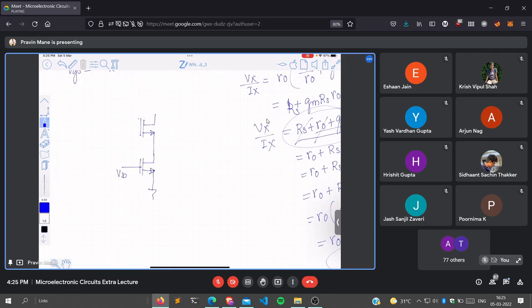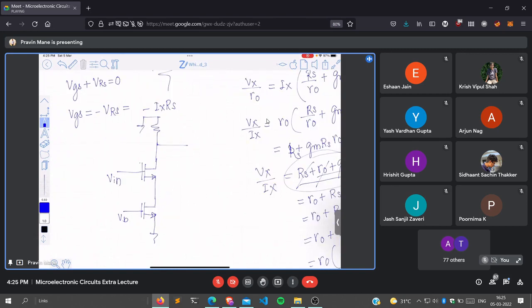This is VB, this is Vin, and some circuit is there. Suppose this is connected to ground. This is, suppose, Rout. You are looking from this terminal. What is Rout, looking from this terminal? It is R up parallel R down. What is R up? R up is RD. Okay, now I have to find out R down.